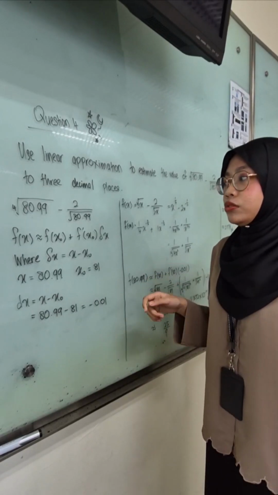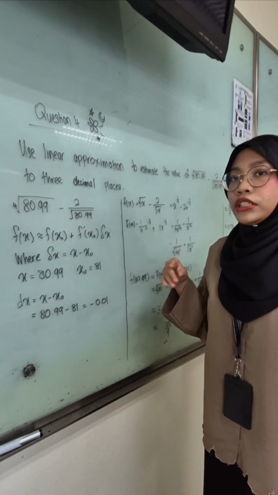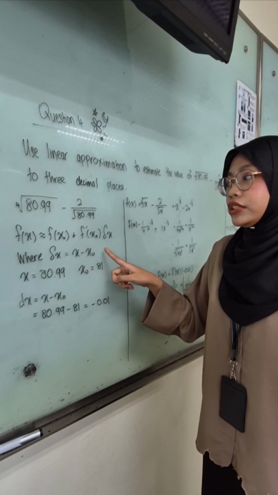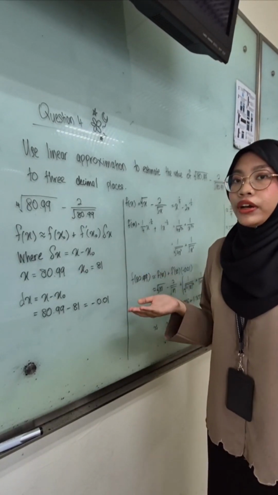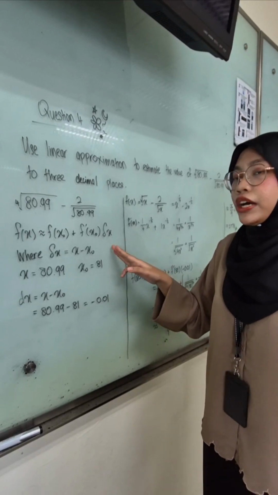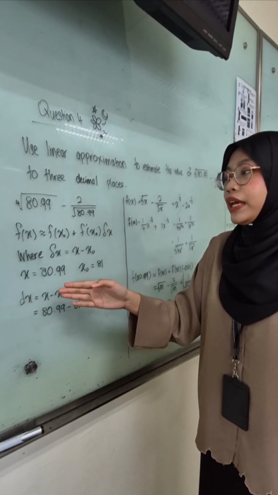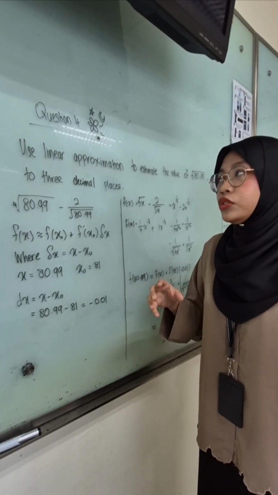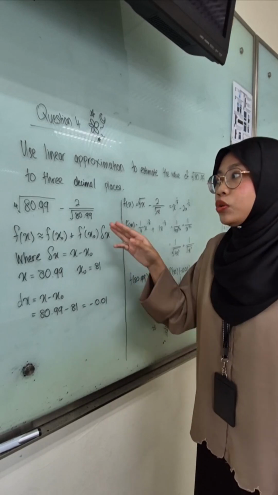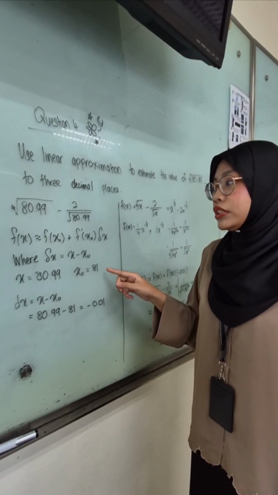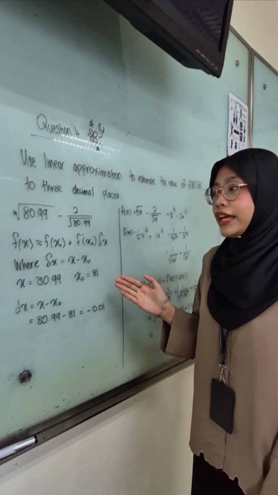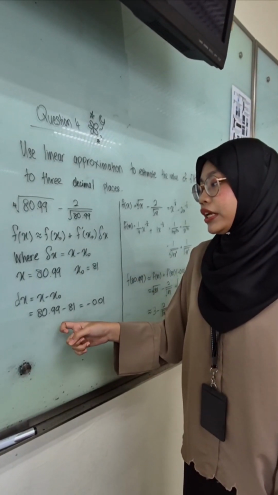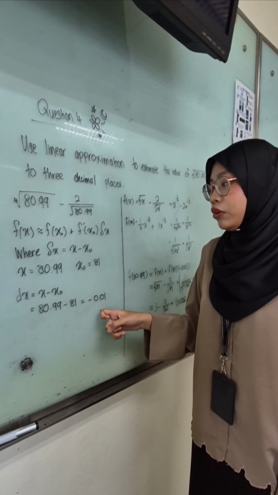First thing first, we need to search for the delta x. To search for delta x, we use this equation: delta x equal to x minus x naught. Okay. How do we find the x? We can simply find the x from the value. So we get the x is 18.99. How about x naught? For x naught, we need to use the whole number that is close to 18.99. So we use 81. After that, we insert this into the equation. So we get 18.99 minus 81 equal to negative 0.01.